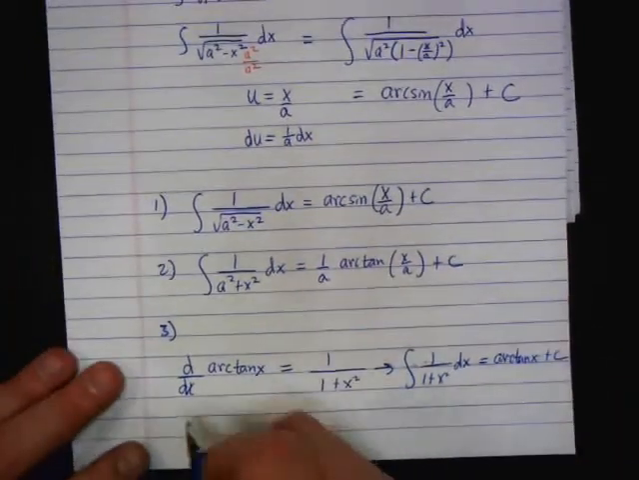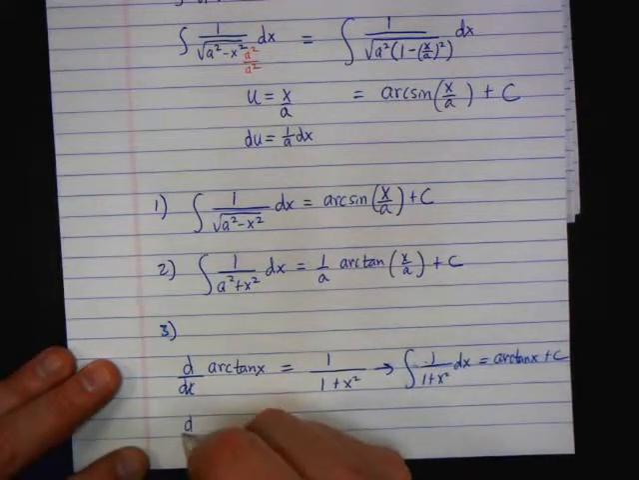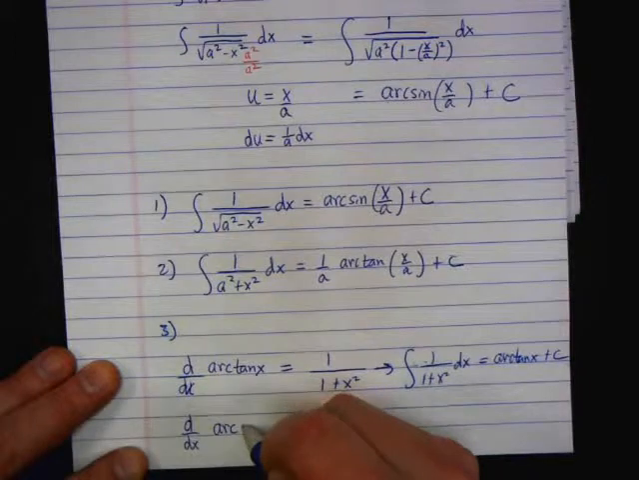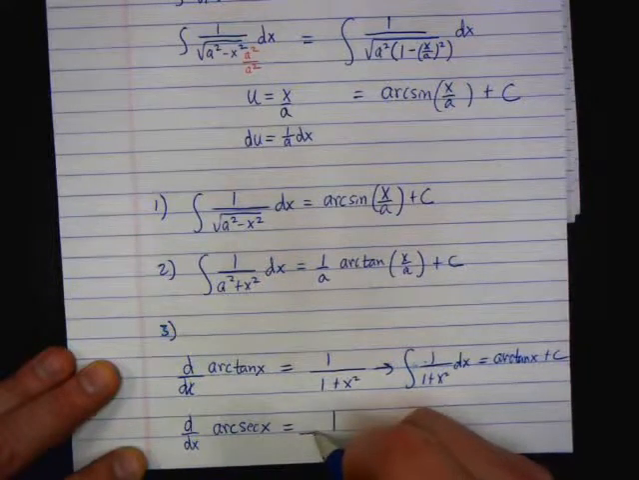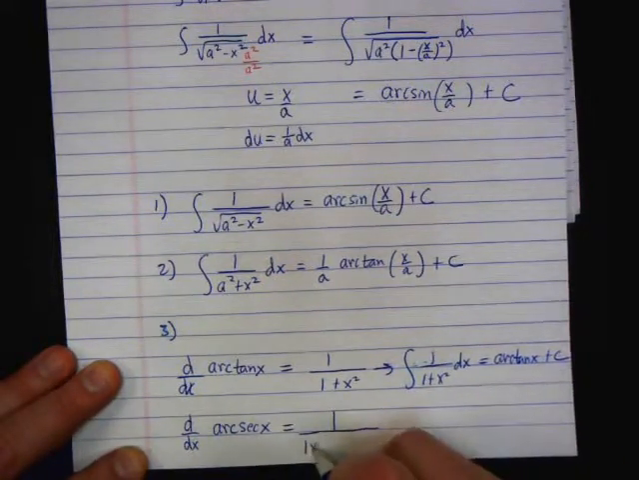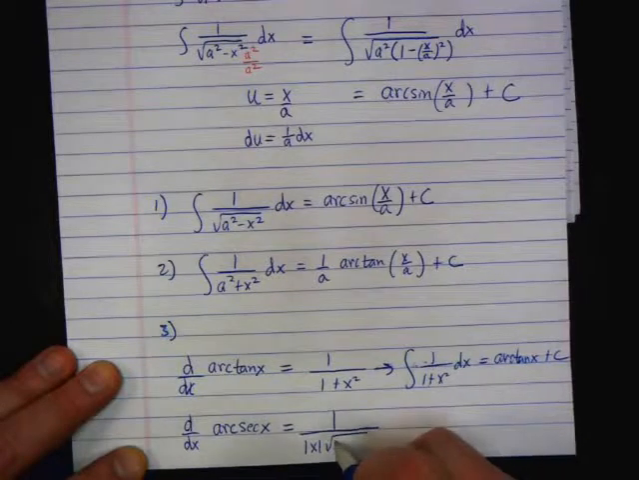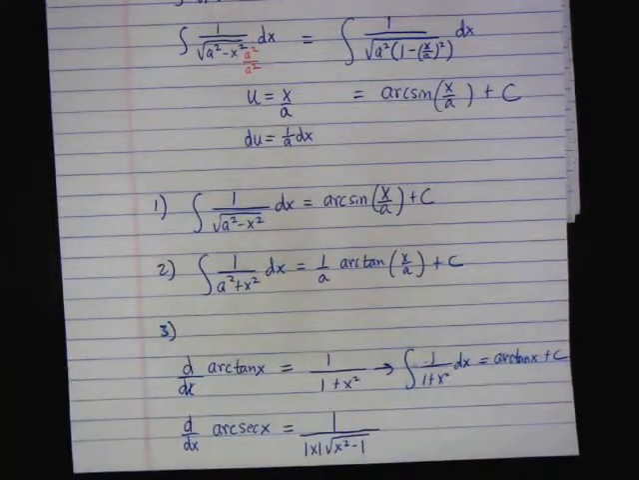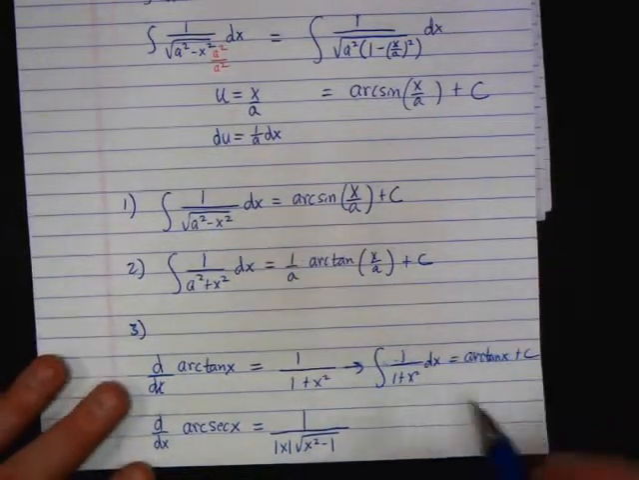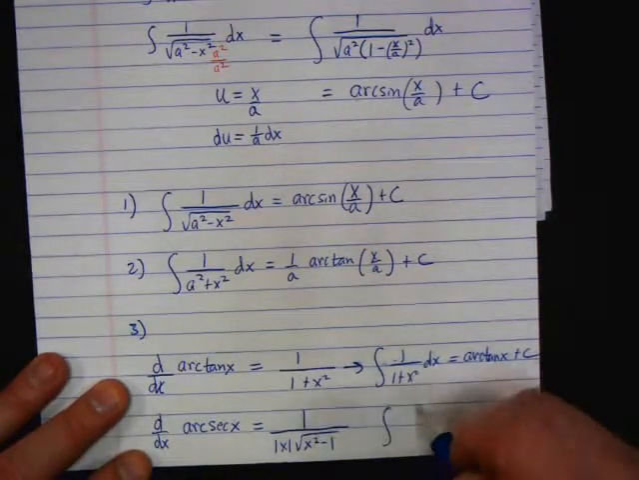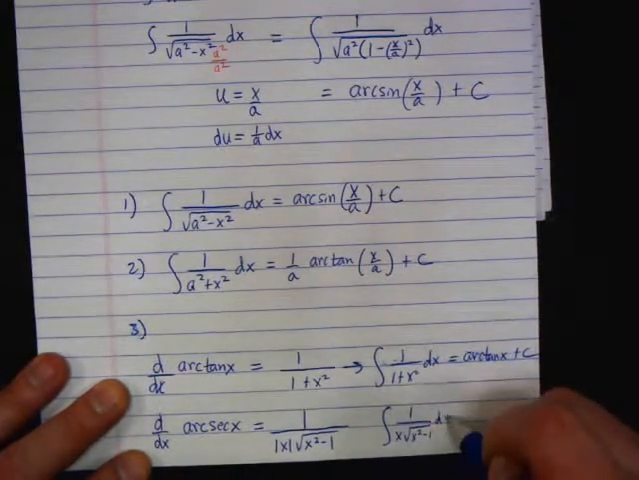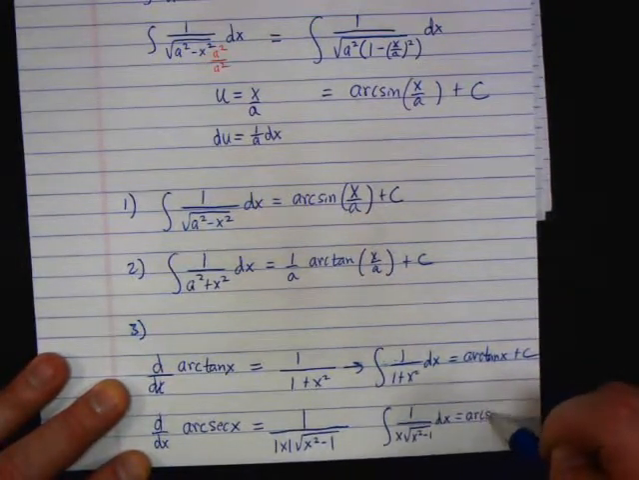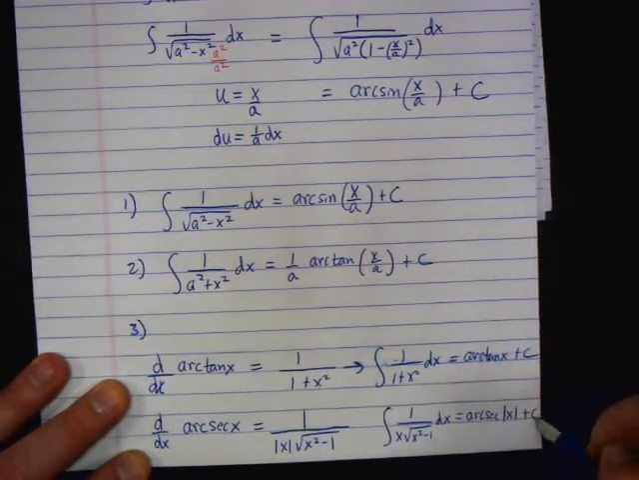And then finally, we had a derivative rule for arc secant. This was the one with the absolute value. So it was 1 over absolute value of x, square root of x squared minus 1. I think it was the other way around. So once again, that leads to an integral formula. The integral of 1 over x square root of x squared minus 1 dx is arc secant absolute value of x plus c.